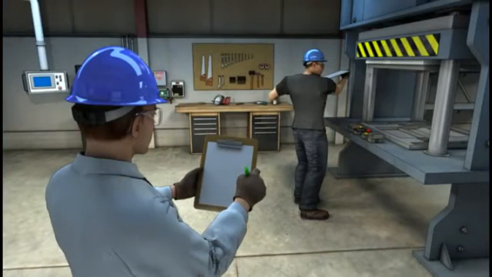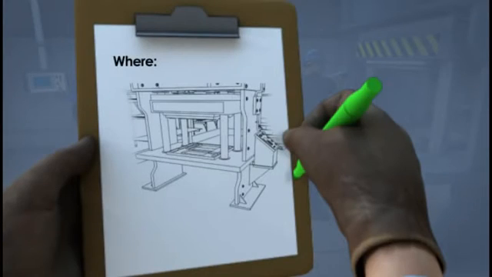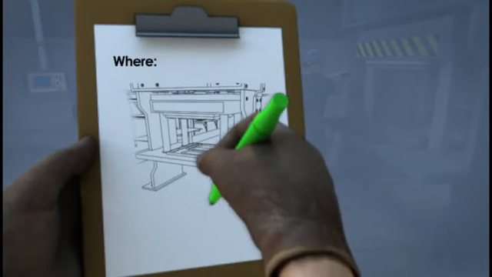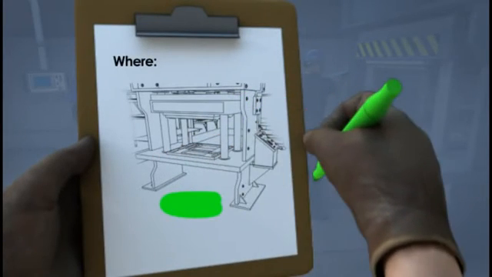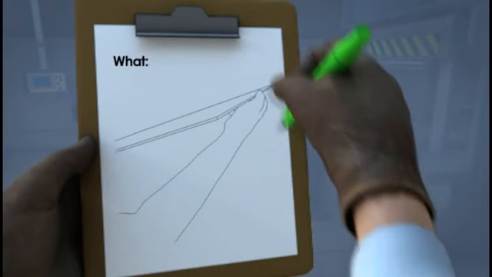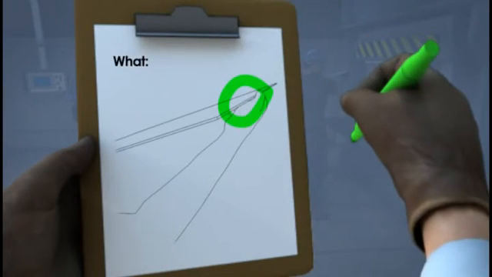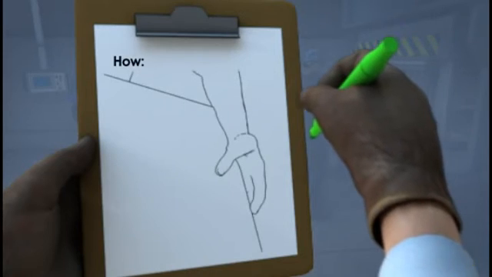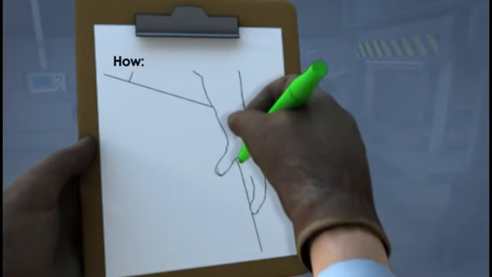The following is a sample hazard scenario for a machine press operator and the hazard of cutting a hand. Where? The hazard occurs in the machine press room in front of the machine. What? The sharp edge of the metal sheet can harm the operator. How? By cutting the hand of the machine operator.